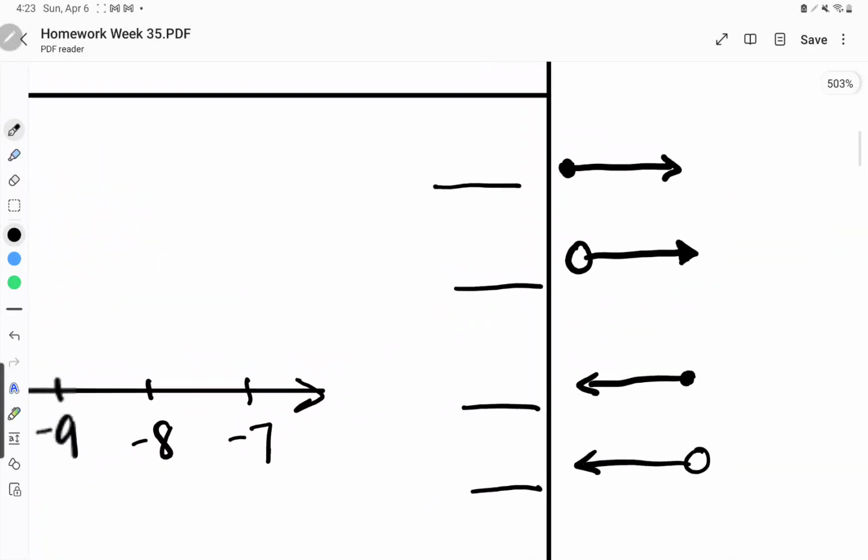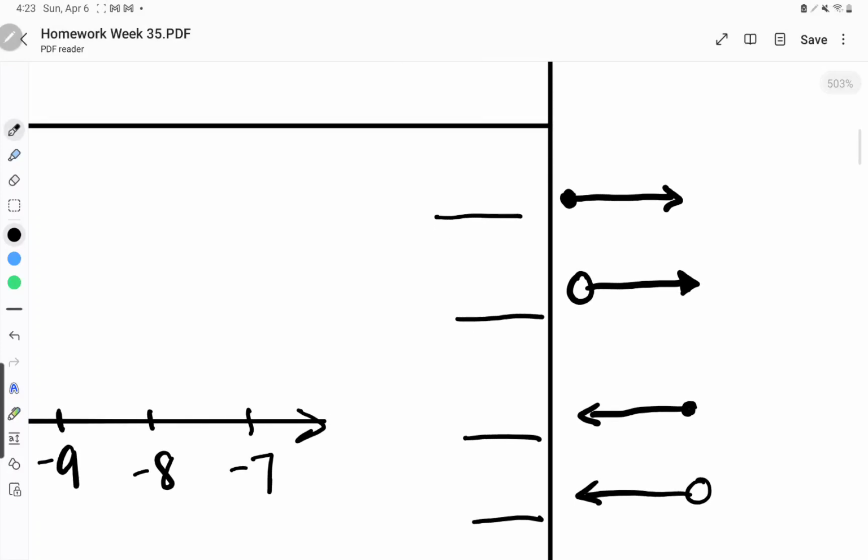This right here, we're going to go through and fill this in. Because it has a closed dot, that means that it is equal to. So it has a line, and then this goes this direction. So it's going to be that symbol.